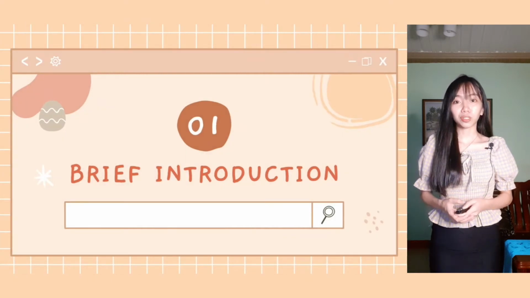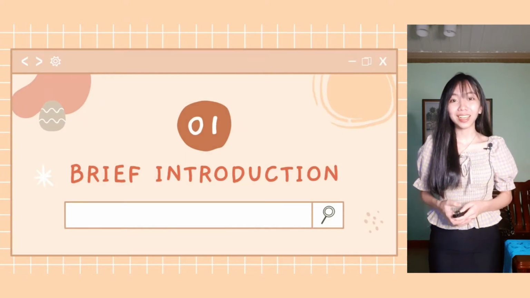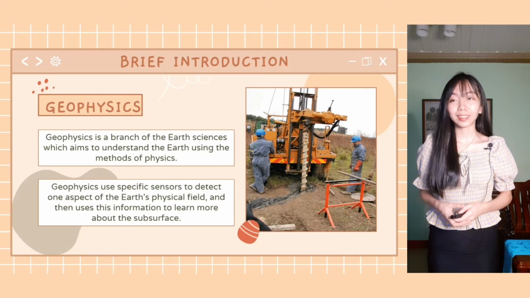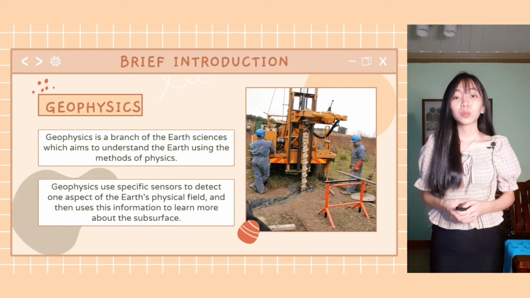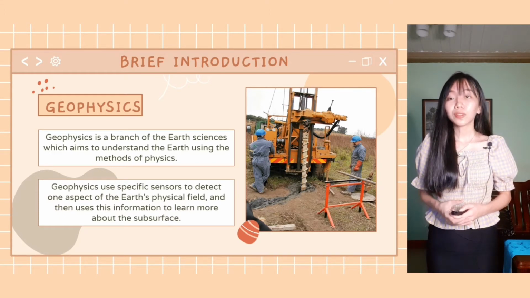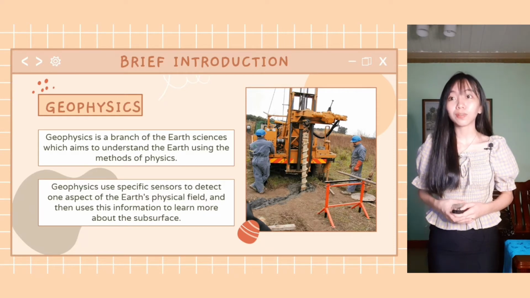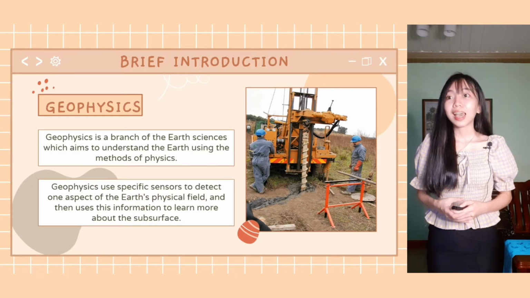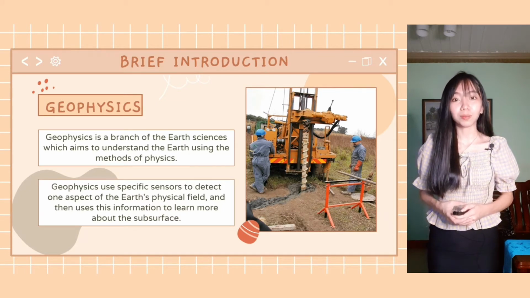For a brief introduction, let us first define what geophysics is. Geophysics is a branch of the earth sciences which aims to understand the earth using the methods of physics. So how is geophysics related to geophysical methods? Well, geophysics uses specific sensors to detect one aspect of the Earth's physical field, and then uses this information to learn more about the subsurface.